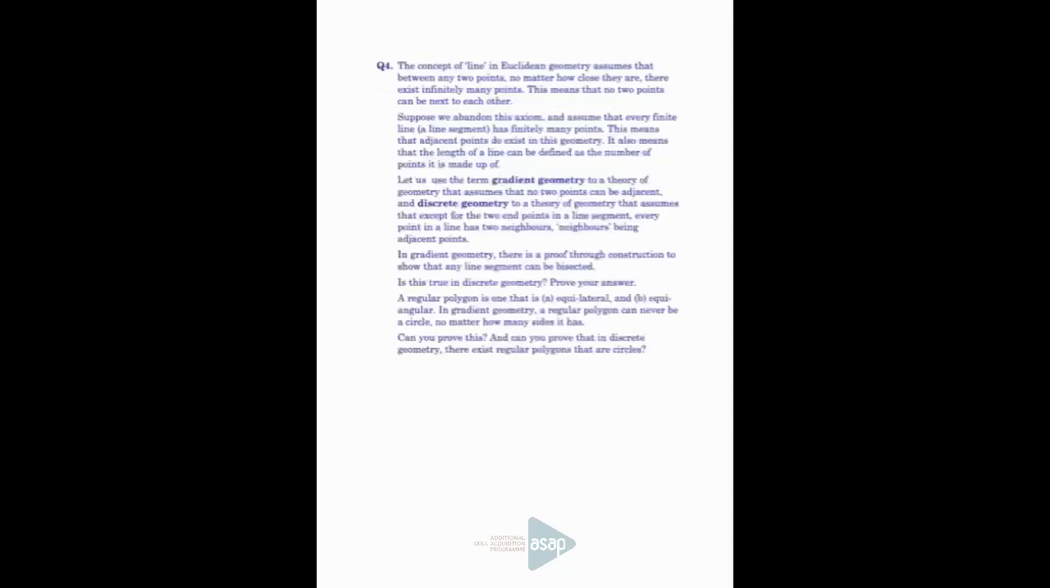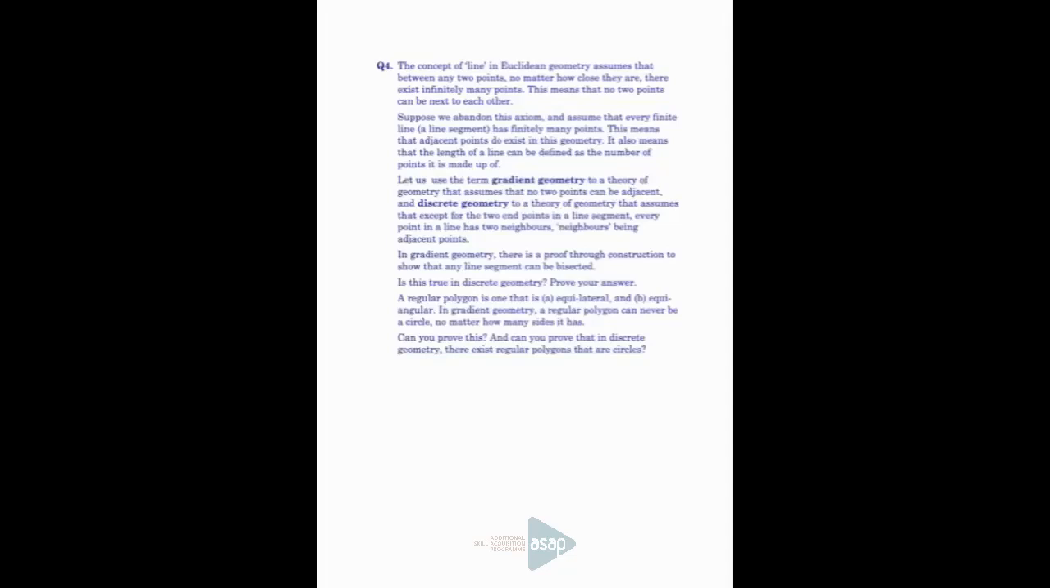Suppose we abandon this axiom and assume that every finite line, that is, a line segment, has finitely many points. This means that adjacent points do exist in this geometry. It also means that the length of a line can be defined as the number of points it is made up of. Now, let us use the term gradient geometry for the theory of geometry that assumes that no 2 points can be adjacent, and discrete geometry for a theory of geometry that assumes that, except for the 2 end points in a line segment, every point in a line has 2 neighbors, neighbors being adjacent points, of course.